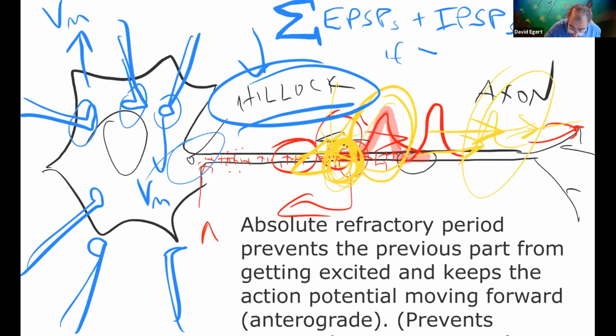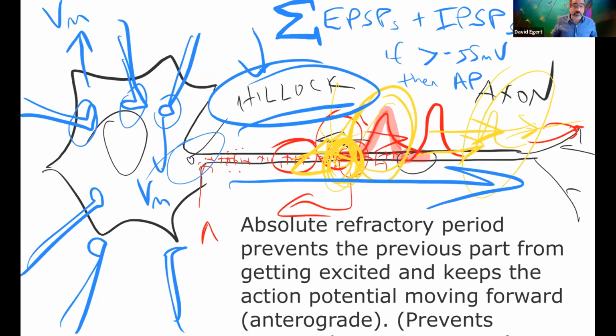If this becomes greater than -55 millivolts, then we trigger an action potential, which is going to go down the axon and send a message to the next part of the neural network. So again, this kind of integrator sums together all of the activity that's happening.